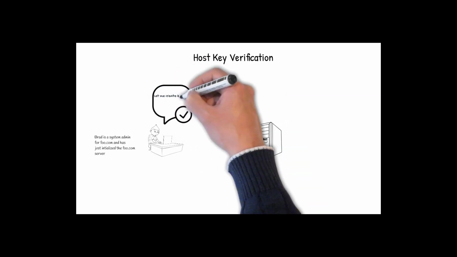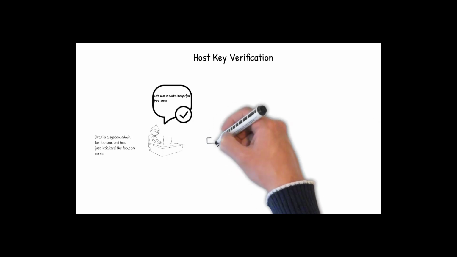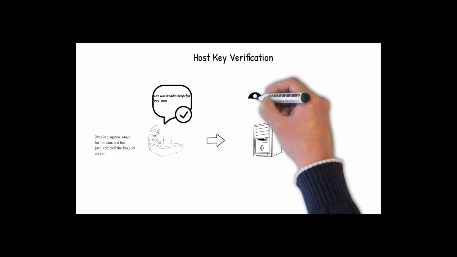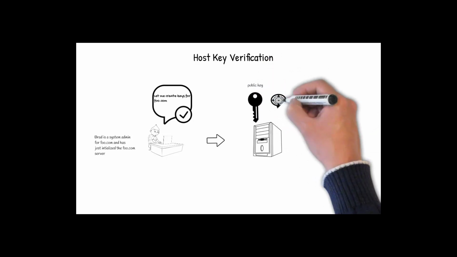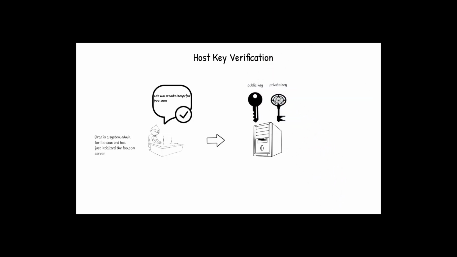He then creates the key pair for foo.com, and as a part of the key pair, he creates a public key for foo.com and a private key for foo.com. So now Emily, who is our end user, tries to connect to this server using an SSH client.